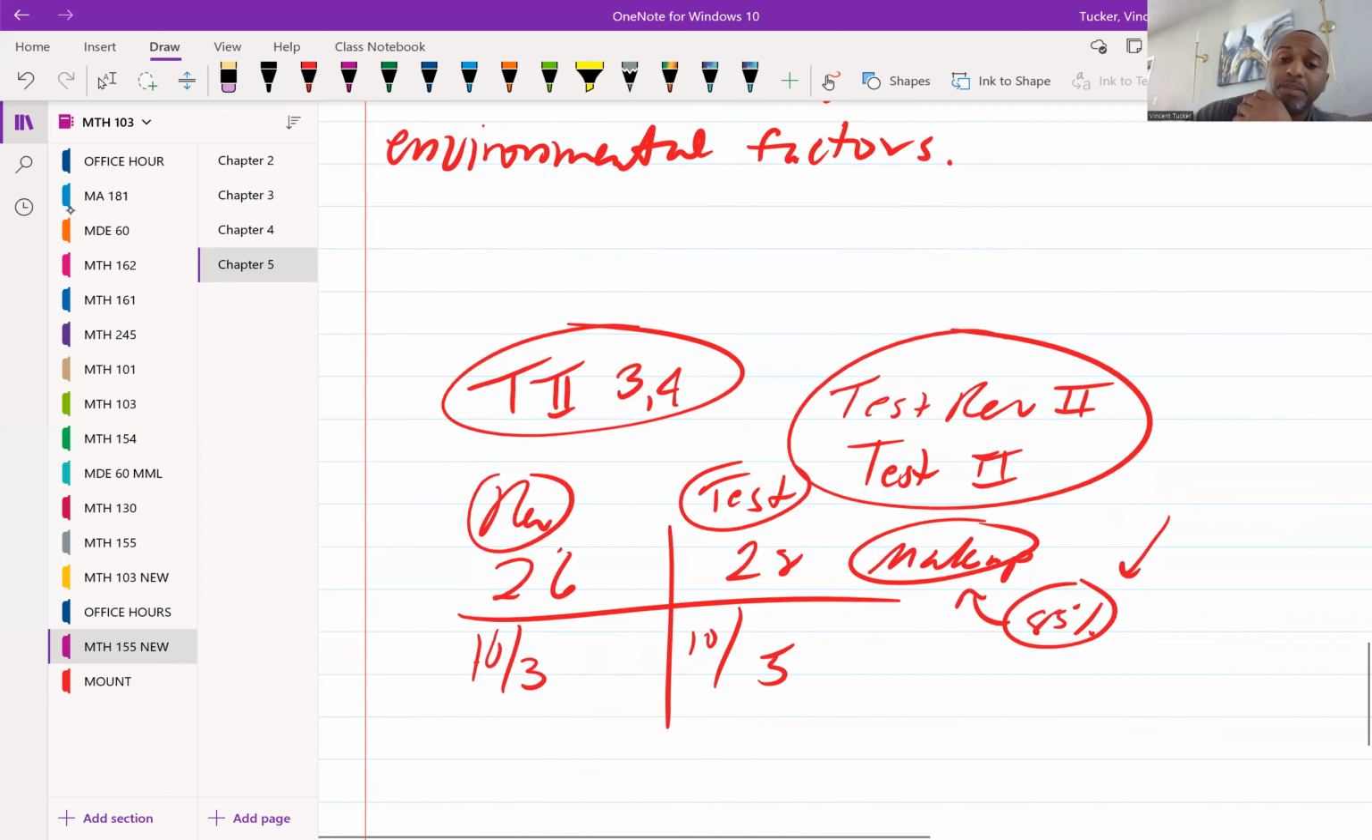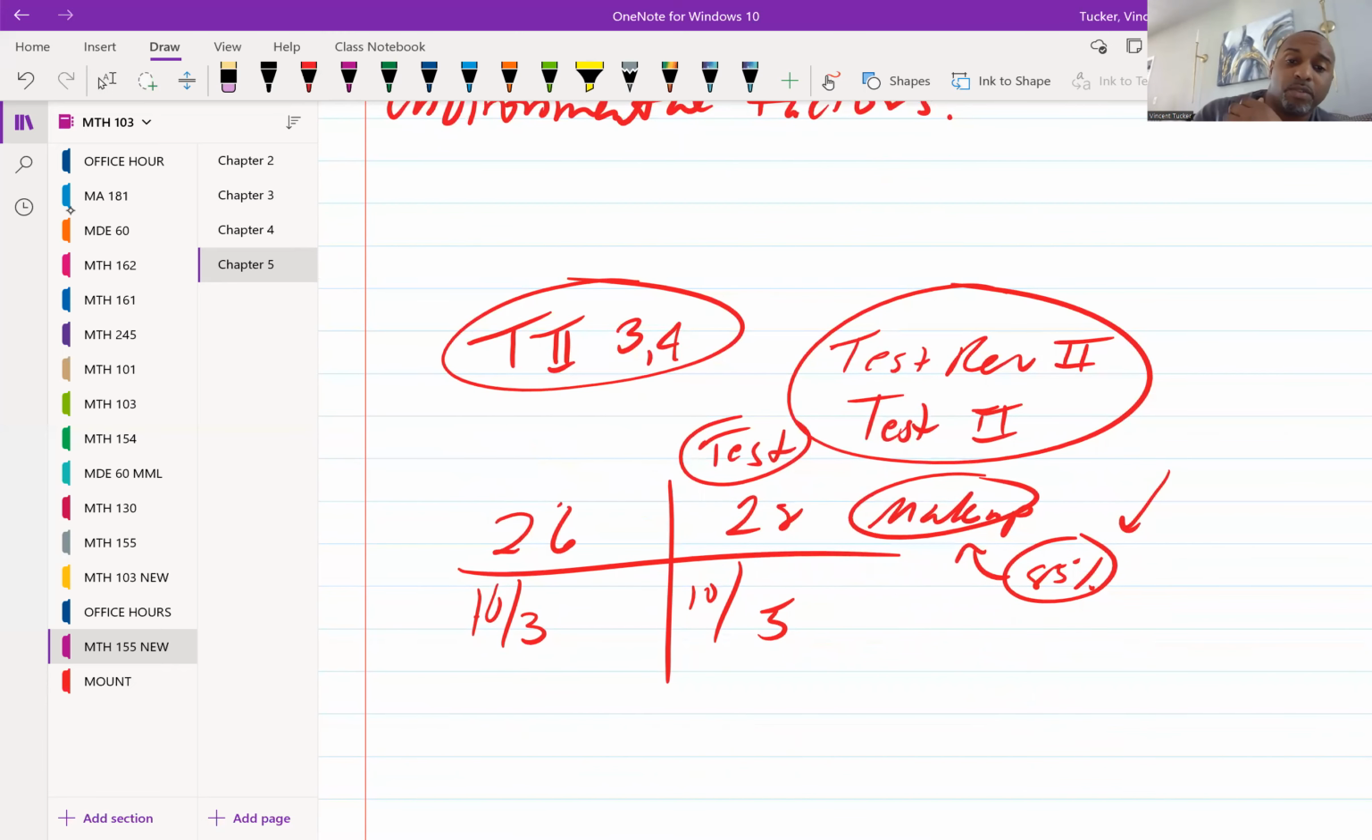Now, the other option is to push it a day. In other words, do the review here, do the test here, but we have to do something here. So that means we'll have to go into a new section of chapter 5 or something like that. So I'm not really fond of bringing in a new section that has nothing to do with stuff that we're dealing with right now.